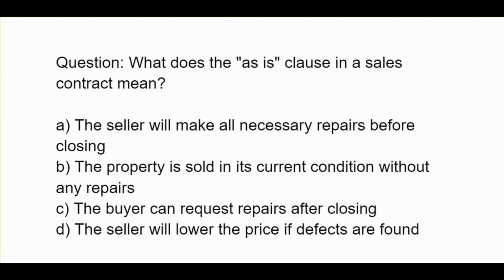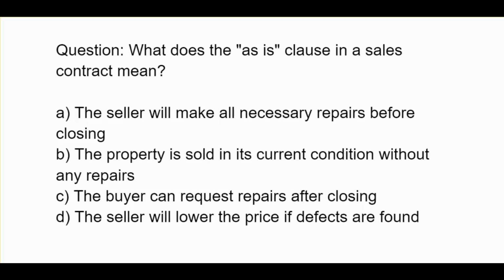What does the as-is clause in a sales contract mean? A, the seller will make all necessary repairs before closing. B, the property is sold in its current condition without any repairs. C, the buyer can request repairs after closing. D, the seller will lower the price if defects are found.